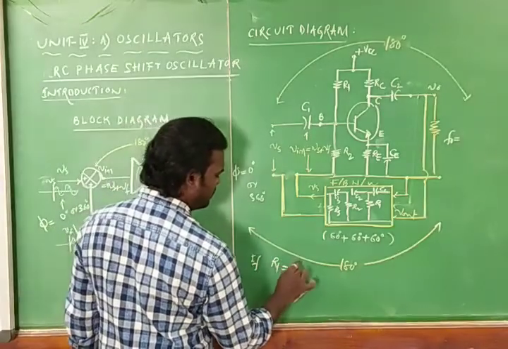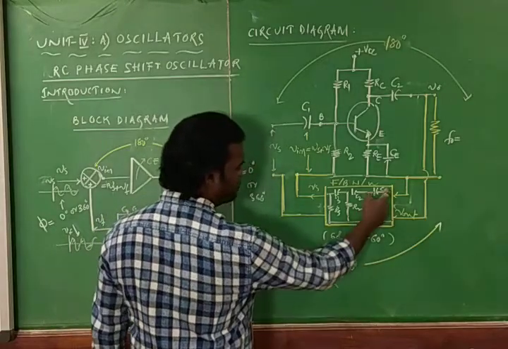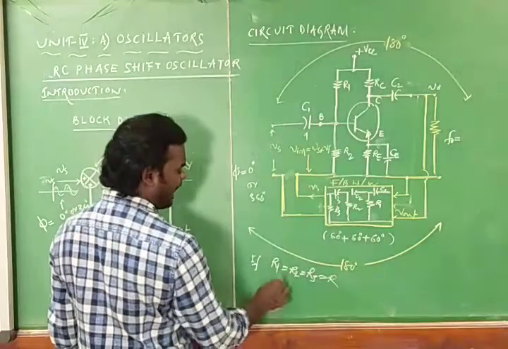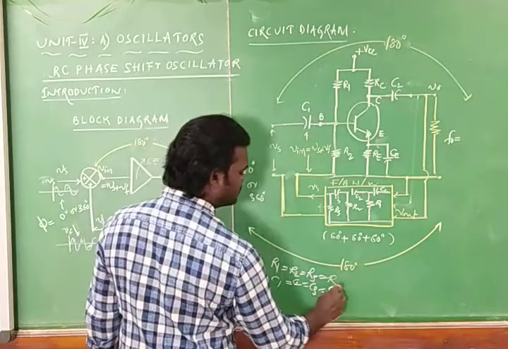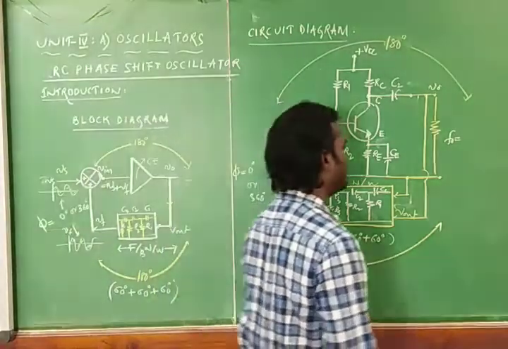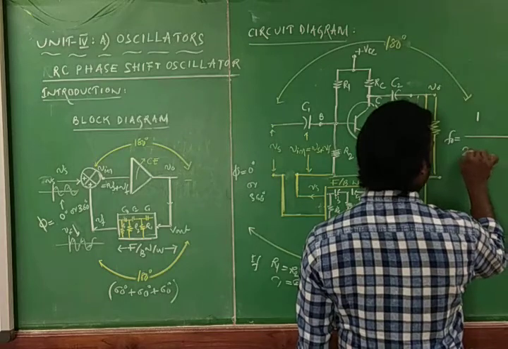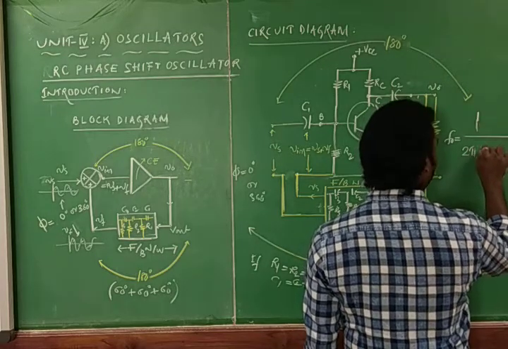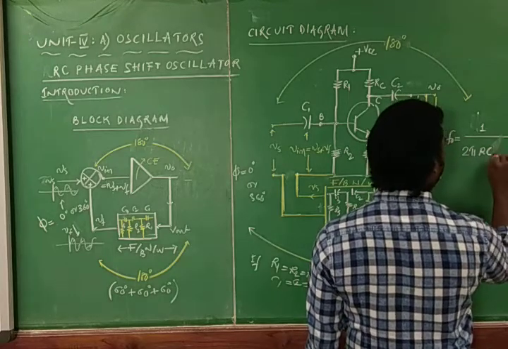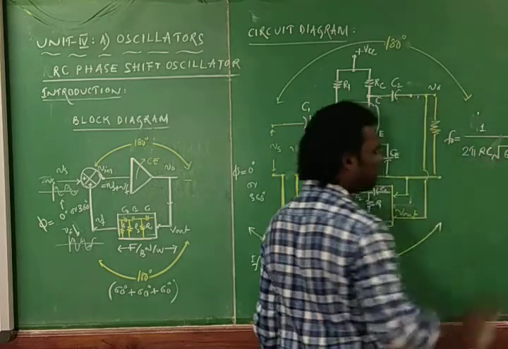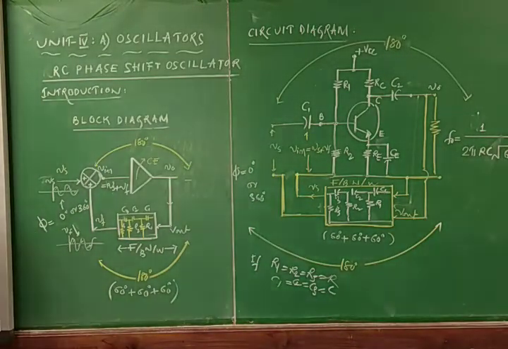If R1 equals R2 equals R3 equals R, that means I am choosing all the resistor values the same, and C1 equals C2 equals C3 equals C, then the frequency of oscillation is given by fo equals 1 by 2 pi RC under root 6. This is the frequency of oscillation of the RC phase shift oscillator.